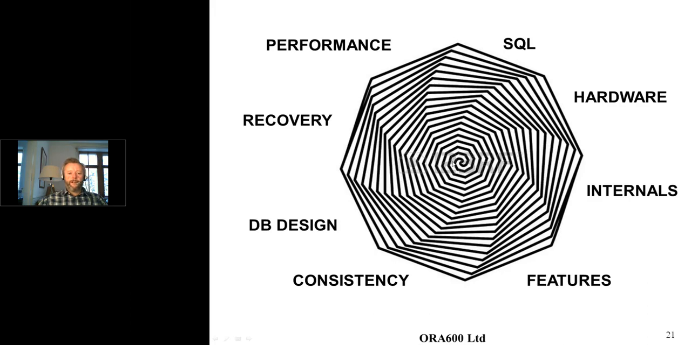And people think about learning spiraling to the center until you know everything. So you're a Tom Kyte or a Jonathan Lewis of this world. But actually, you do spiral out and out and out. And you start realizing there's more and more stuff for you to know.